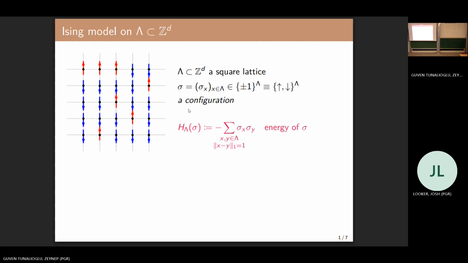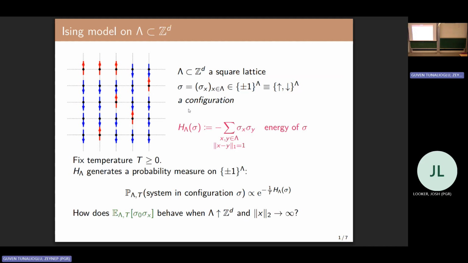And once we define this energy, we can fix some temperature T. More or less everything will depend on the temperature of the system. And then that energy induces a probability distribution on our space of configurations. So the probability of the system being in some configuration sigma is proportional to the exponent of minus inverse temperature times the energy of the configuration. I won't get into why this is the case, but this is motivated by physics, a physical property.